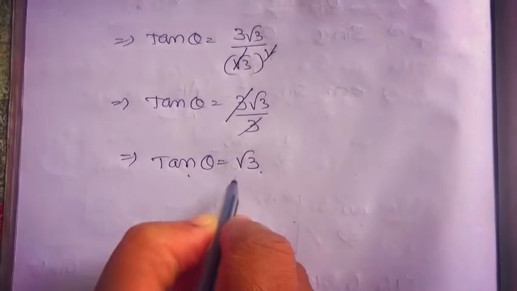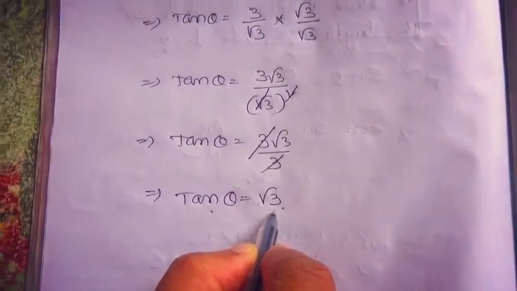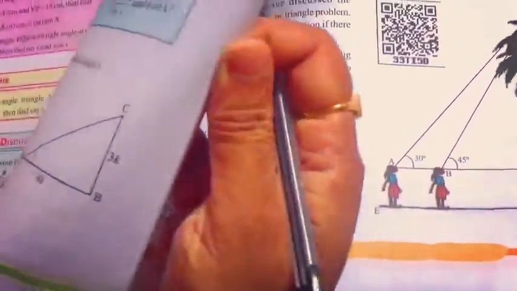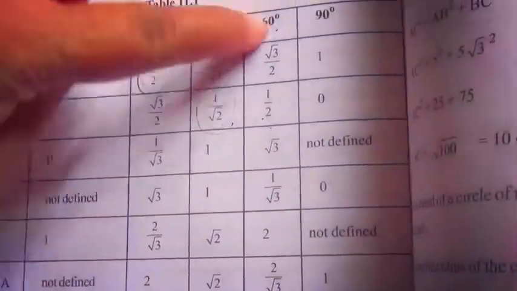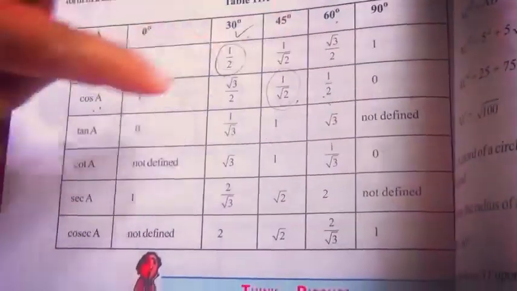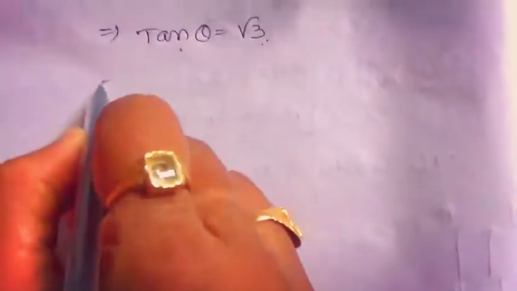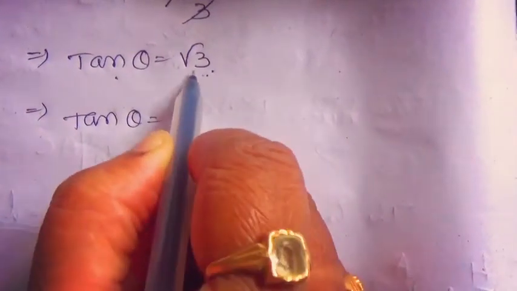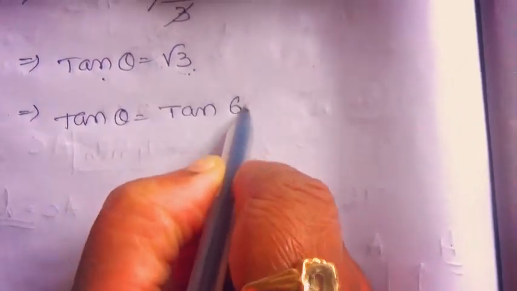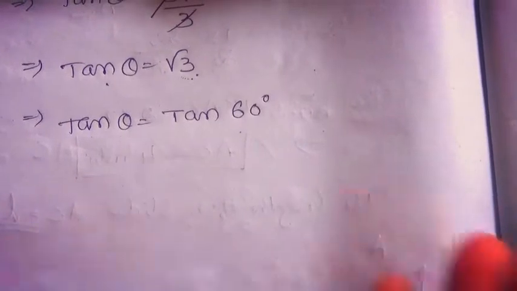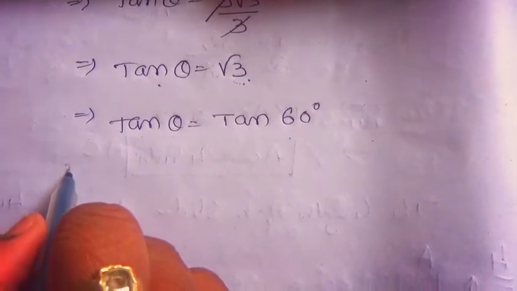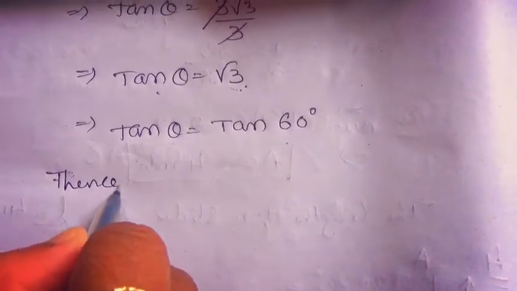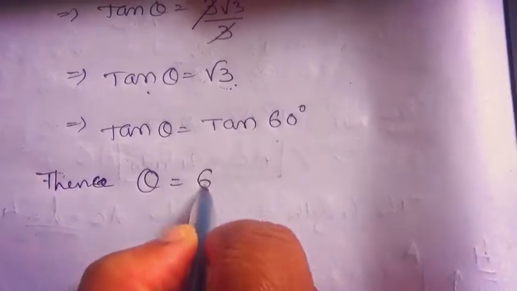So in tan, at which angle is root 3 there? So we have one table now in trigonometry. Look at here. Already I said to you. In tan, at which angle is root 3 there? 60 degrees. That's why in the place of root 3 I am taking this tan 60. So that implies tan theta is equal to tan 60. So by avoiding this tan on both sides, you will get theta is equal to 60 degrees.